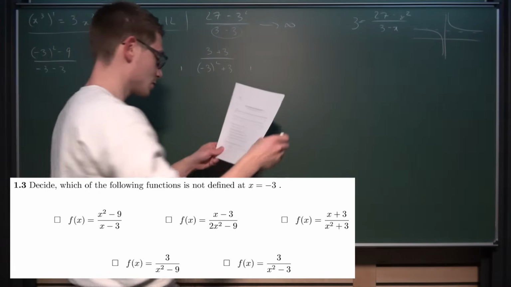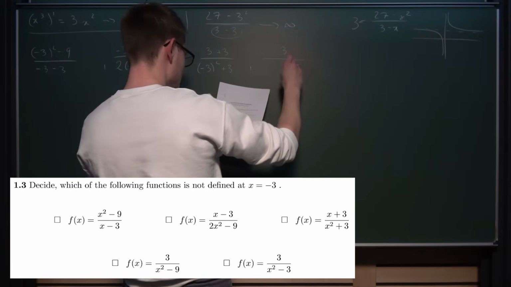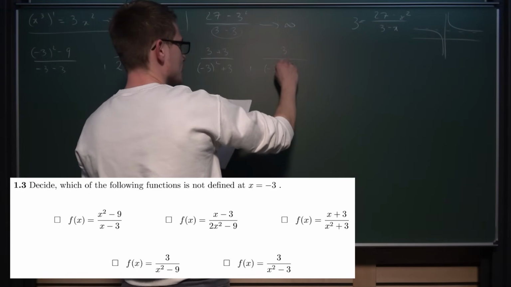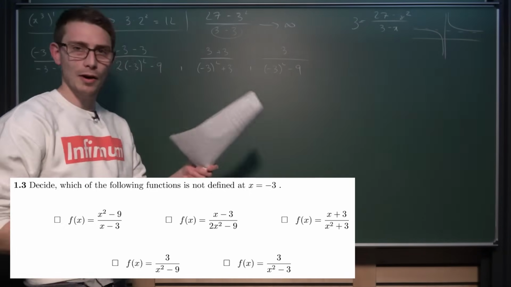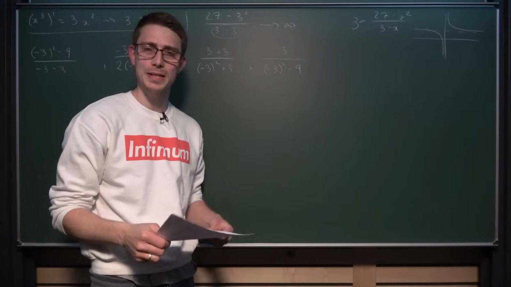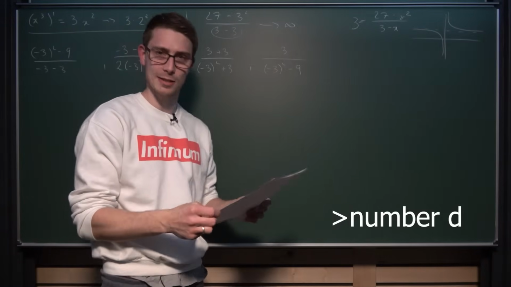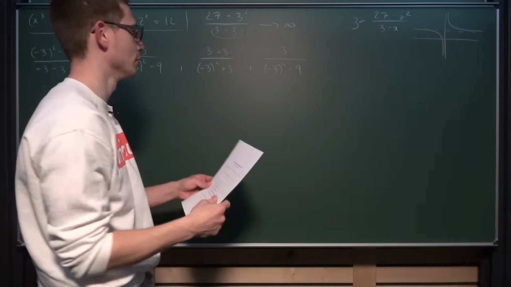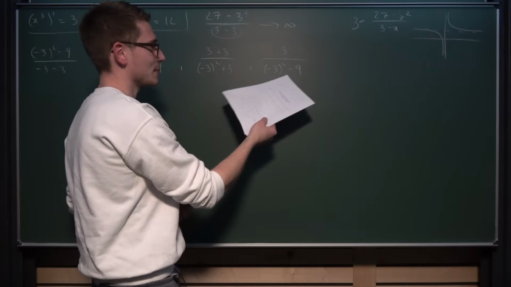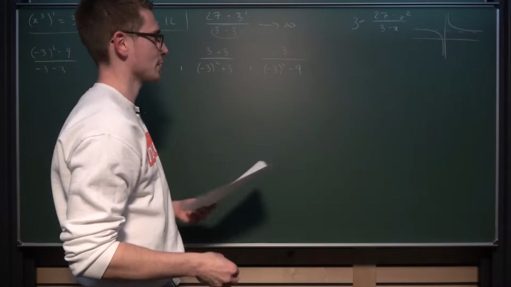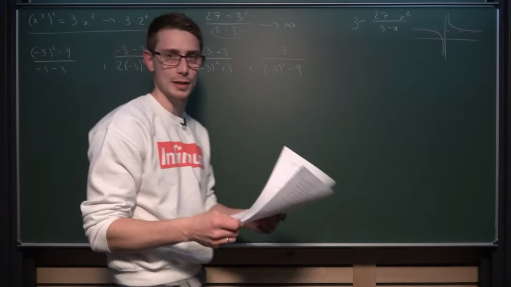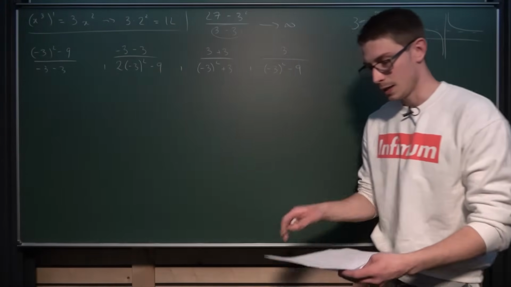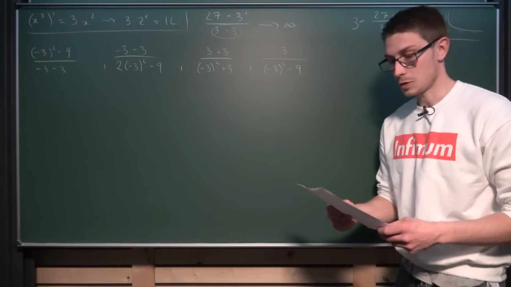Now we are getting closer to the end. We are going to have 3 divided by negative 3 squared minus 9. I think we got a winner here. Once again, the number D. Daddy does seem to like the D. It does seem so. So we are going to get 9 minus 9, where everything goes to infinity overall. So it's not defined there. We once again get a vertical asymptote.